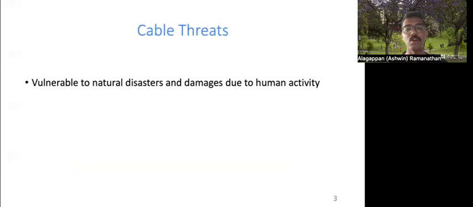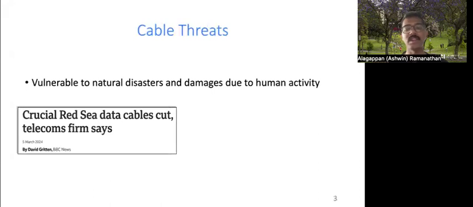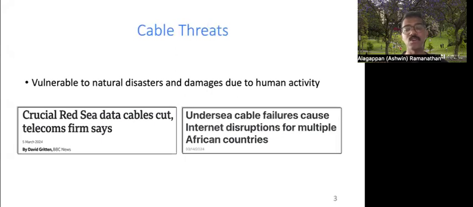In March 2024 alone, two significant incidents highlighted the fragility of this infrastructure, which were the damages to three undersea cables in the Red Sea attributed to human activity, and the damages to four cables off the west coast of Africa attributed to undersea seismic activity. And each year, there are hundreds of submarine cable failures that happen.